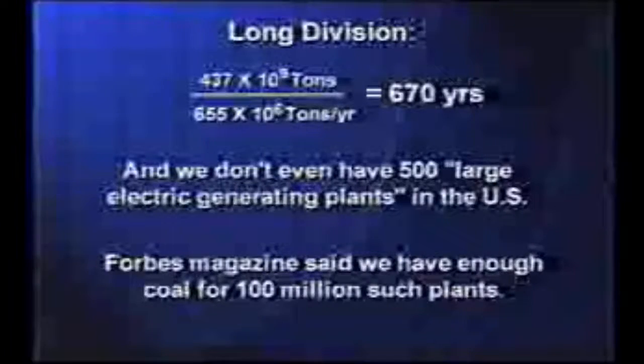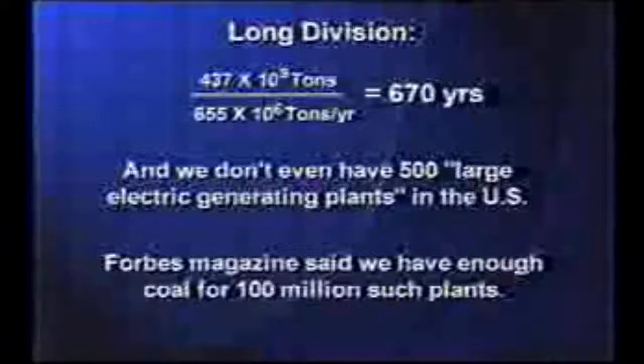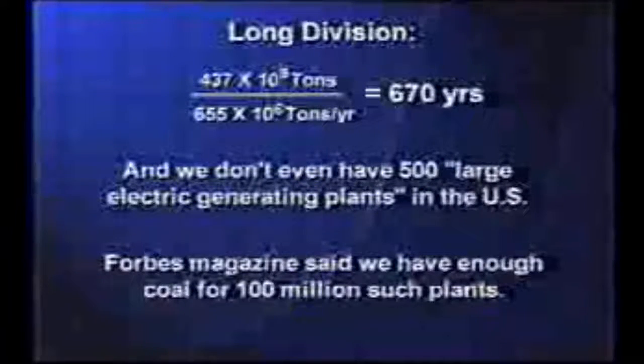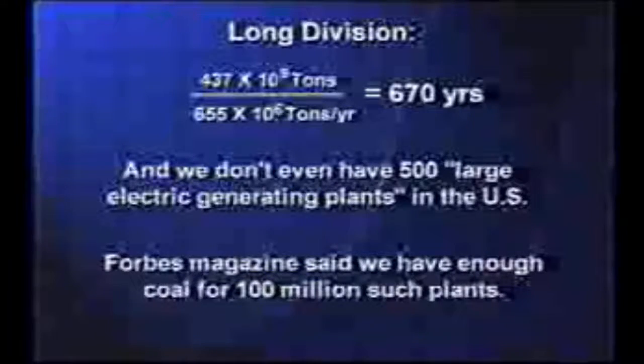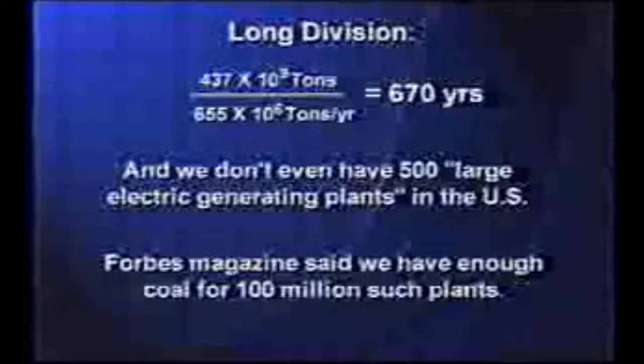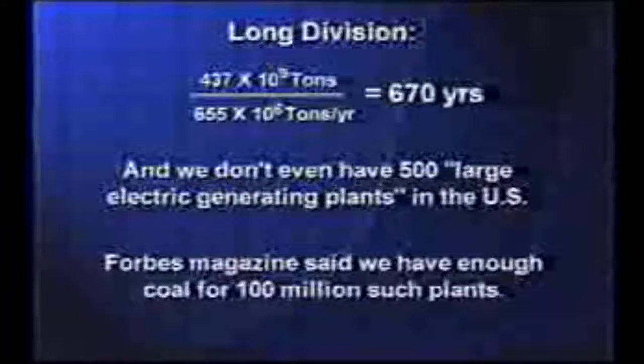That's one large electric generating plant for every 2 people in the United States. I said, of course it can't be true. It's absolute nonsense. Let's do long division to see how crazy it is. So you take the coal they say is there, divide by what was then the current rate of consumption, you find you couldn't keep that rate up for 800 years. We hardly have 500 large electric generating plants. They said it would be good for 100 million such plants.